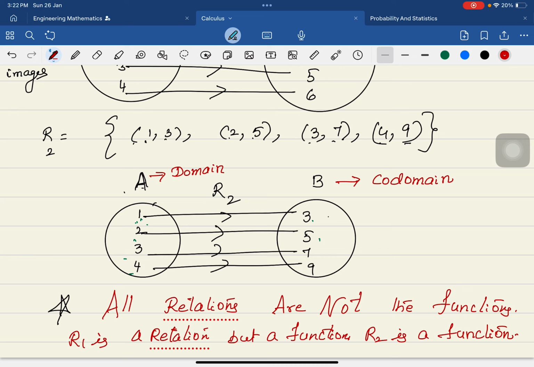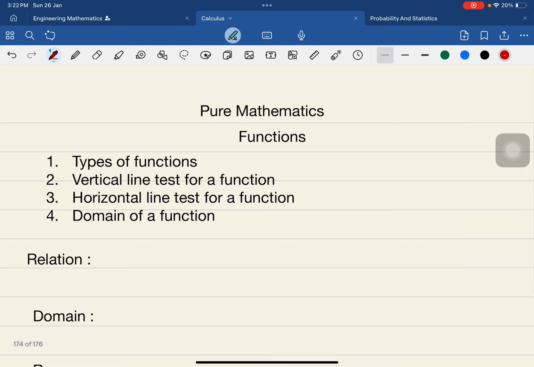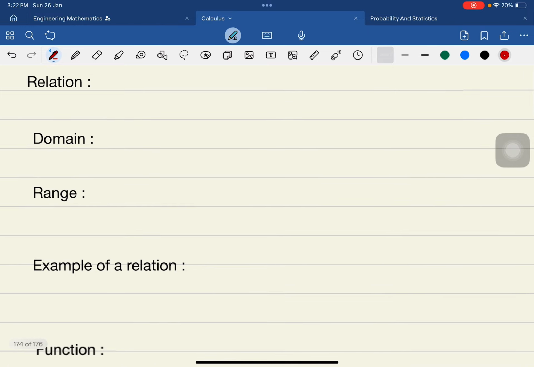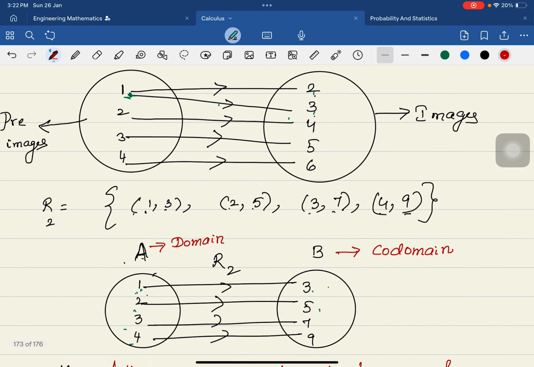So what is meant by the relation, and now we are going to do what exactly functions are and what are the types of functions. Vertical line test for a function, horizontal line test for a function, domain of a function, all these we will be discussing. So now I have told you about the domain and codomain, right?